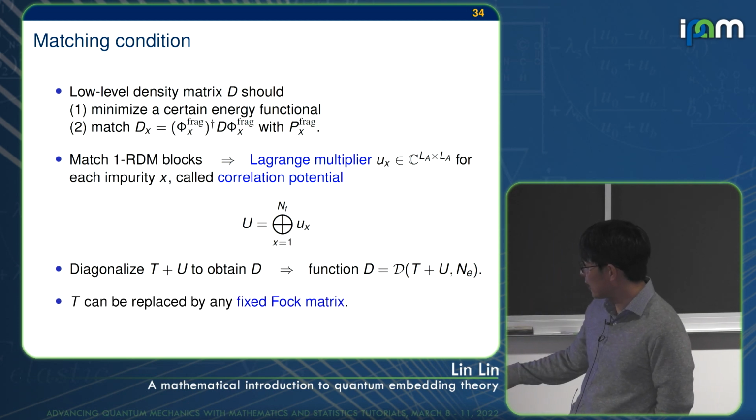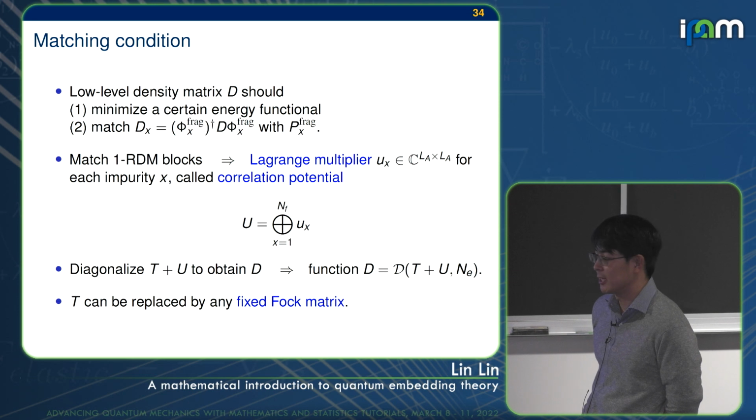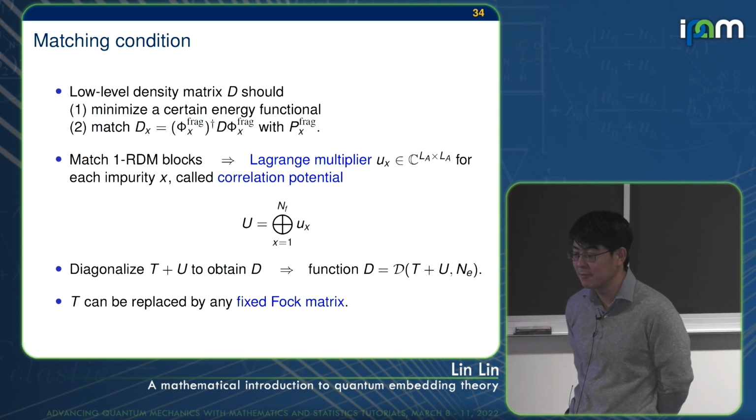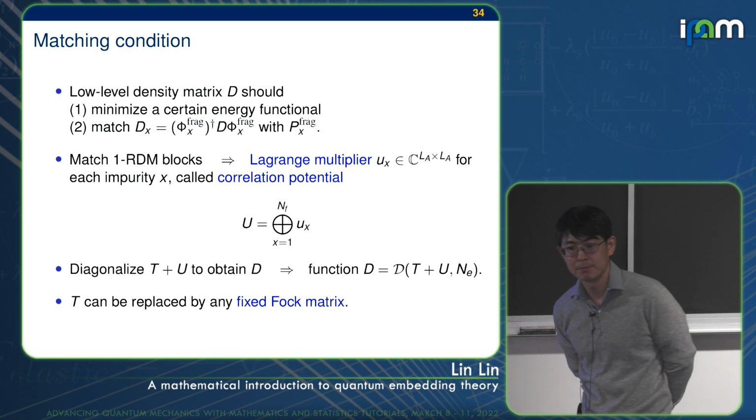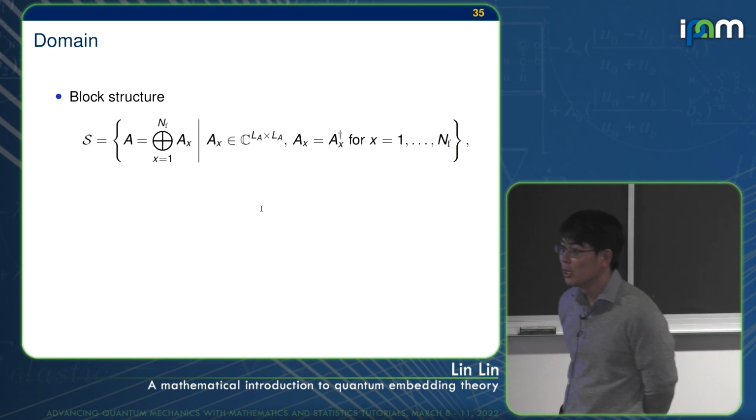So T can be replaced by any fixed Fock matrix. It really doesn't matter. As long as you have a way to justify it, that's part of the recipe, you're good.